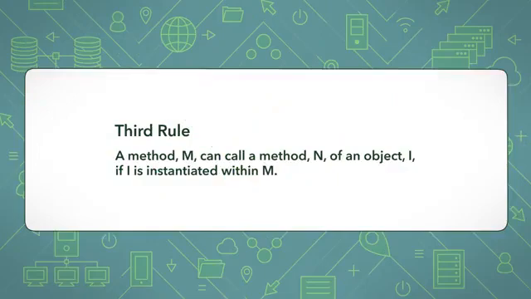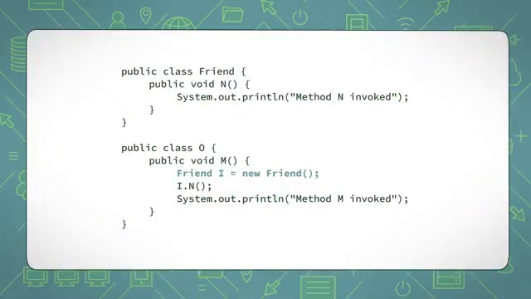The third rule of the law of Demeter is that a method, M, can call a method, N, of an object, I, if I is instantiated within M. This means that if a method makes a new object, then the method can use that new object's methods. The object is considered local to the creating method, the same way an object is considered local when it is a parameter. In this example, the method M creates a new local instance of the friend class. Since the friend object is local to method M, you are allowed to call any method of the friend class.